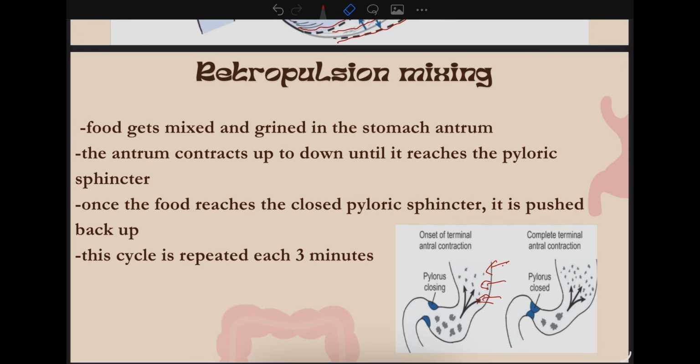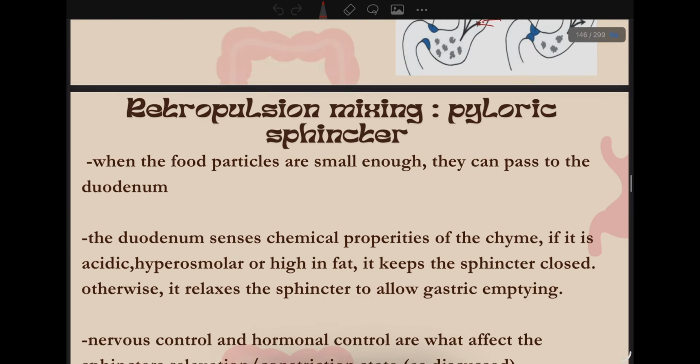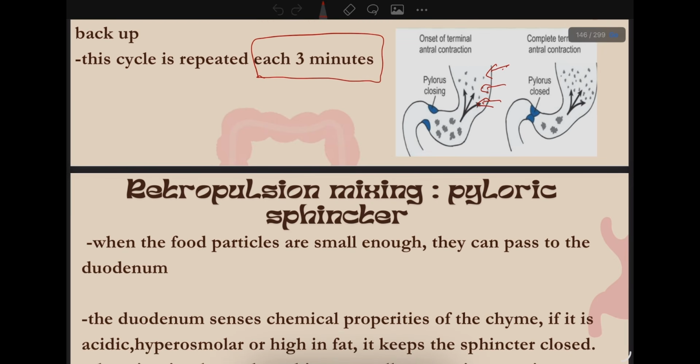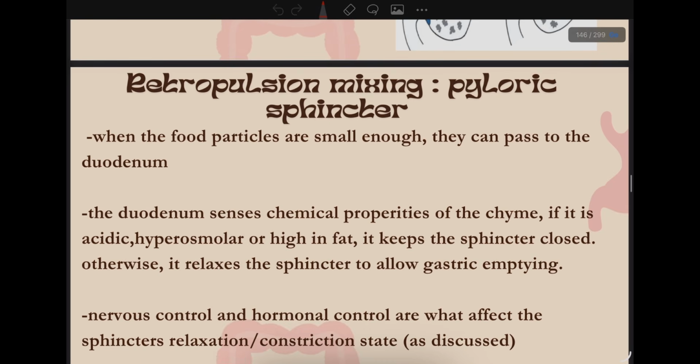So we are contracting from up to down. If the pyloric sphincter is closed, it hits it and goes back. And we do the cycle again, repeat the cycle. And this cycle is repeated every 3 minutes. Is that easy? Okay. Now this is only if the food is not digested well and it's not yet ready to move to the duodenum. But what's happening after some parts of the food can pass through the pyloric sphincter?